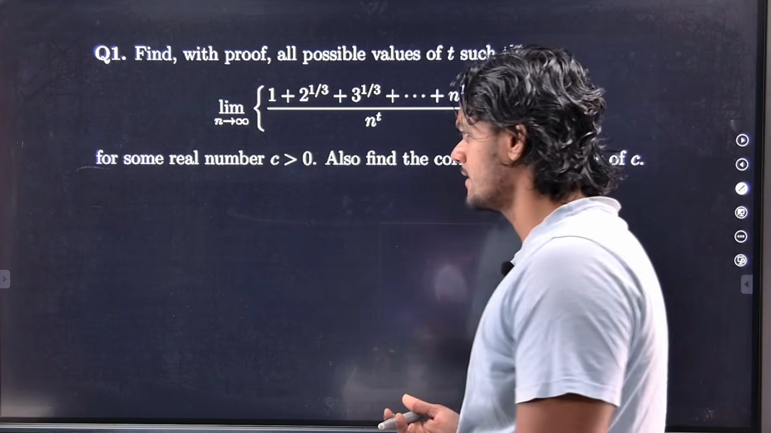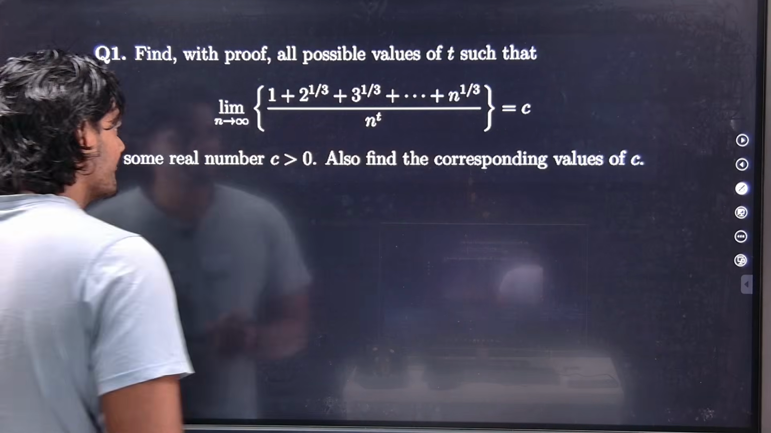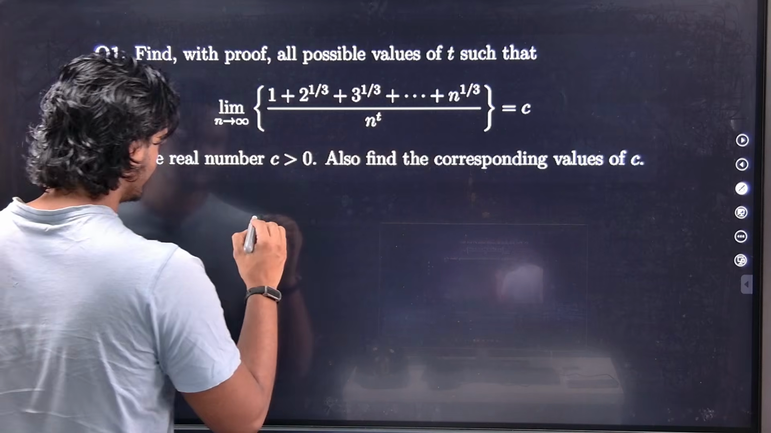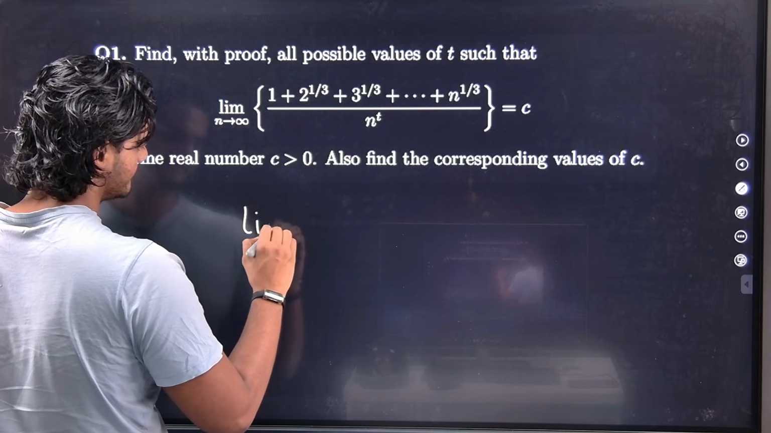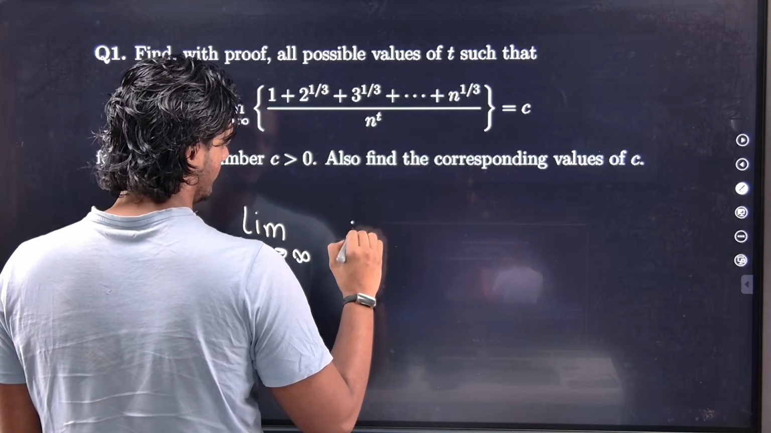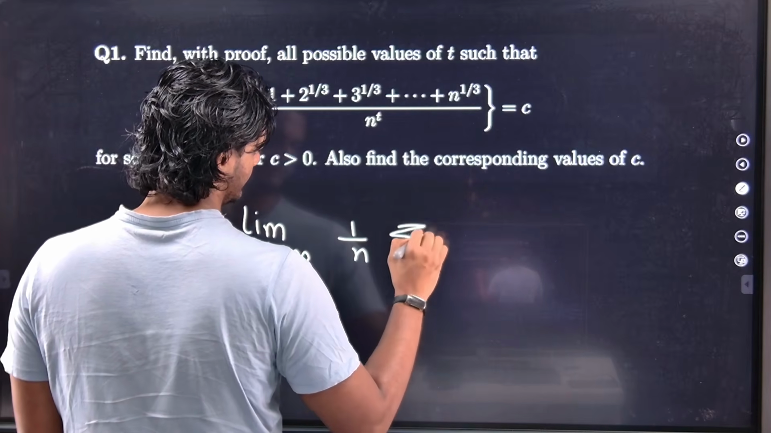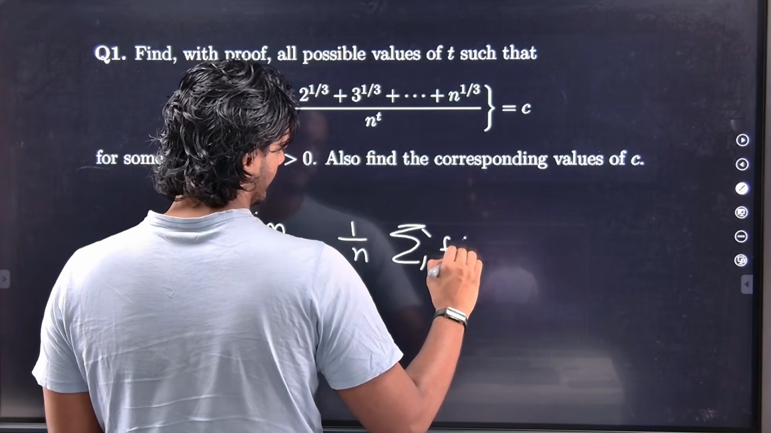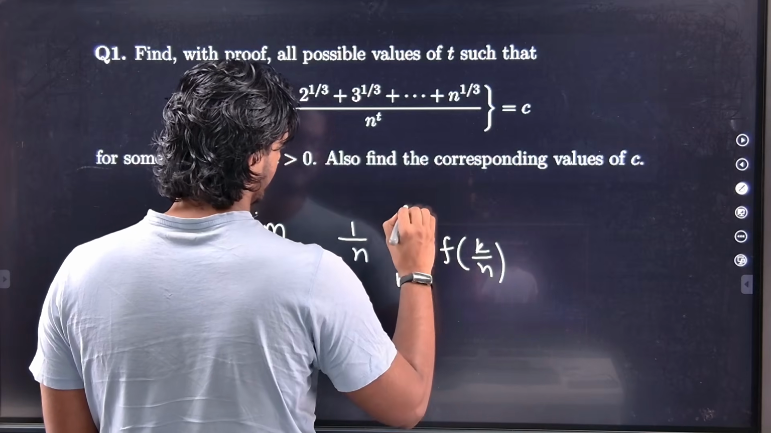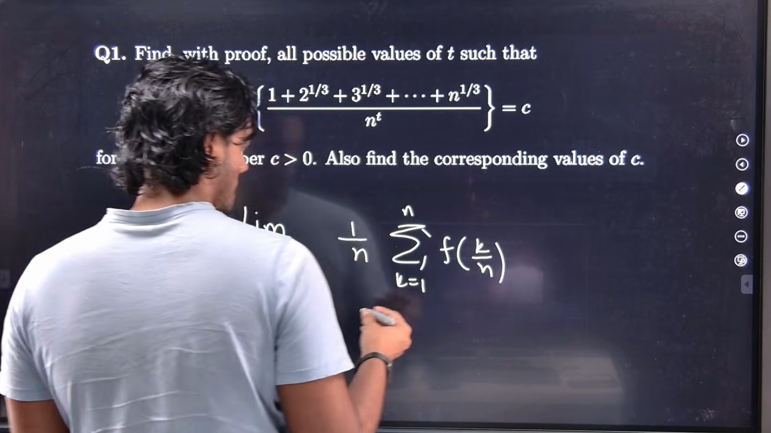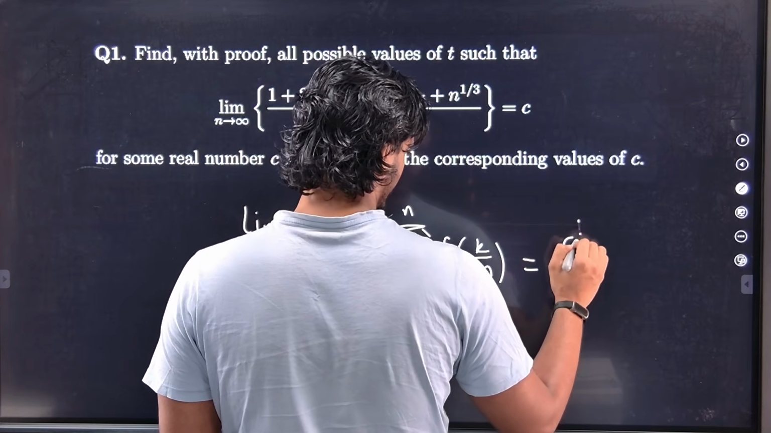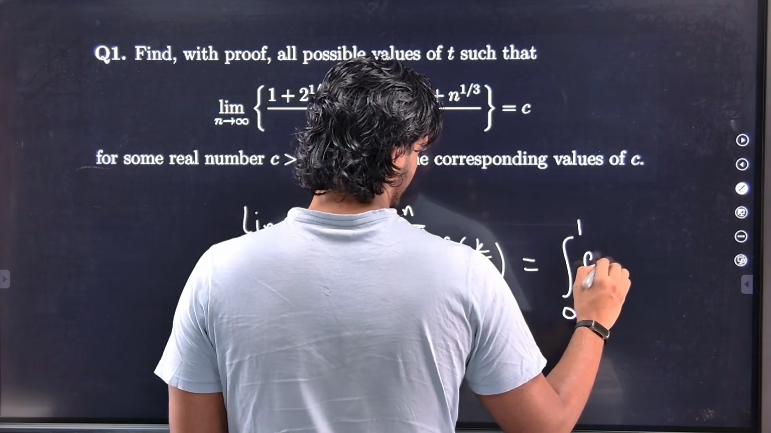So let's just begin. The important thing which we will be using is the fact that if you have a limit of this type, limit n tends to infinity, 1 by n summation f of k by n, k varying from 1 to n, this will be equal to the integral from 0 to 1 of f of x dx.